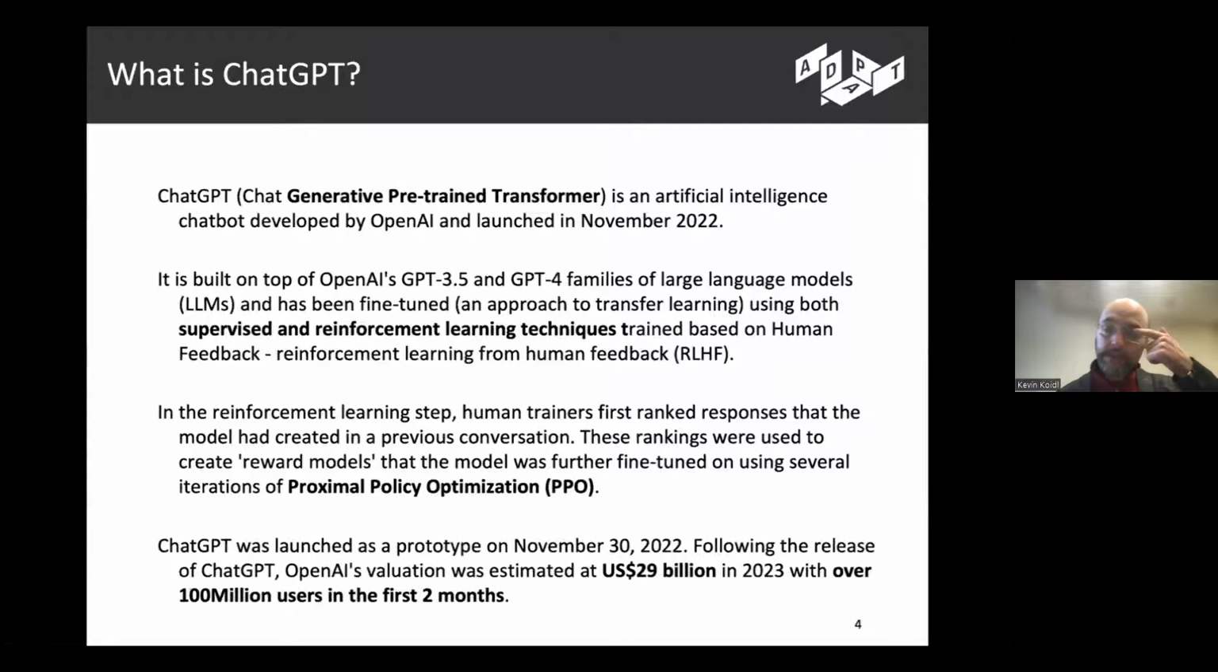Being a bit more specific about this, obviously a lot of text. Don't worry, I'm not going to kill you with PowerPoint bullet points and so forth. But I think it's important to put a few of these terms into context. The word chat is clear. It's a chatbot, basically an automated chat interface. And GPT stands for generative, which is the language creation part, the generating language part.